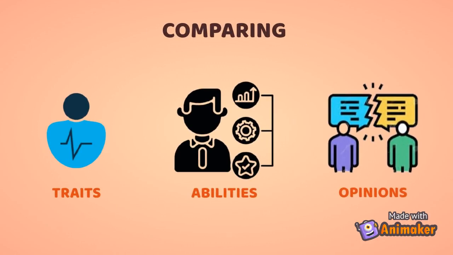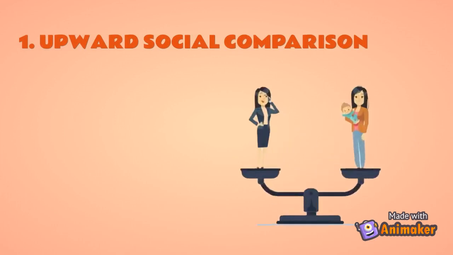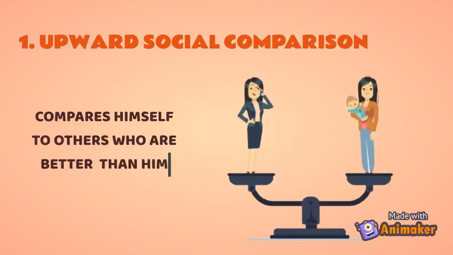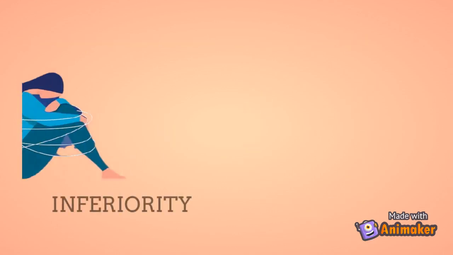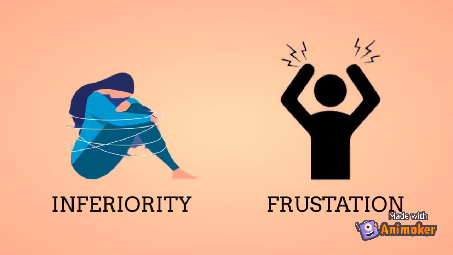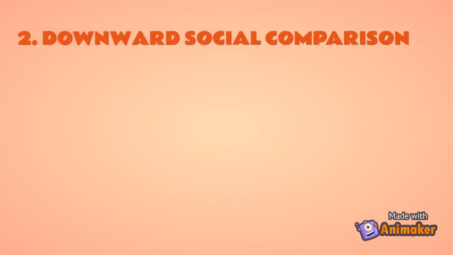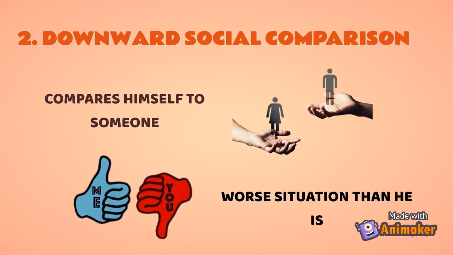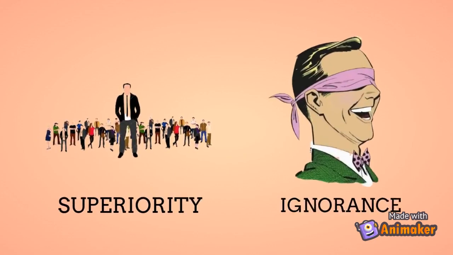There are two types. The first one is upward social comparison. It is when an individual compares himself to others who are better than him. He may experience inferiority and frustration. The second type is downward social comparison. It is when an individual compares himself to someone who is in a worse situation than he is. He may experience superiority and ignorance.